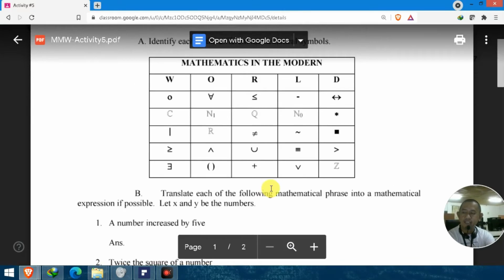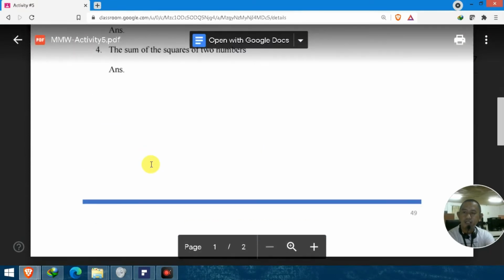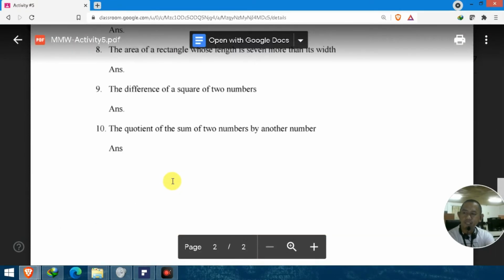You just identify the names of the symbols and then try to answer these values here. You can do it. It's easy. Very doable.